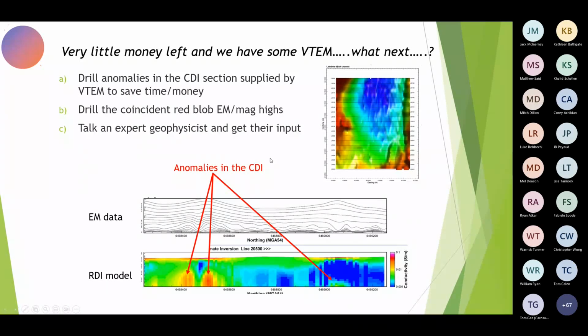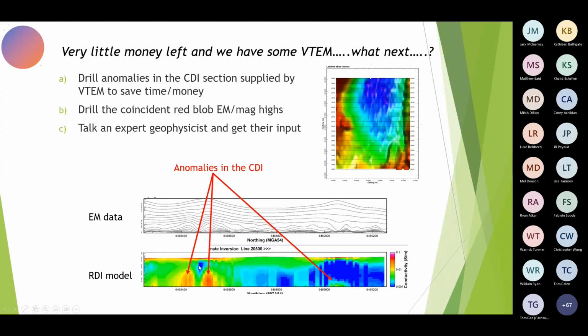So we have some VTEM. Can we skip this one? I will just explain it instead of actually doing the poll on this one. Okay, so this is EM data. This is not EM data. This is something called a resistivity depth image, and it basically tries to take EM data and turn it into a pretty picture. Now, the actual conductor in this case is exactly between these two red blobs.